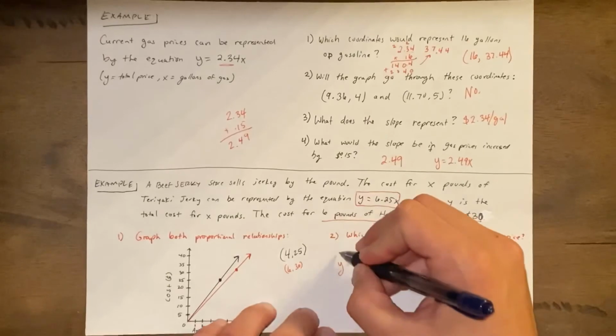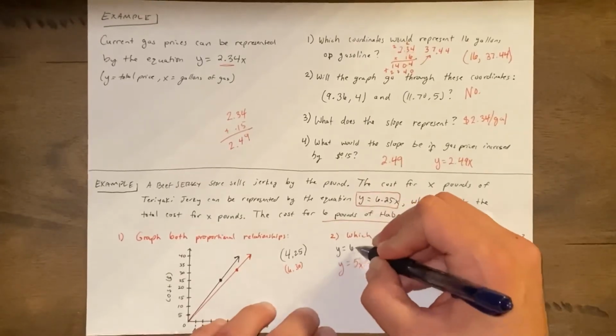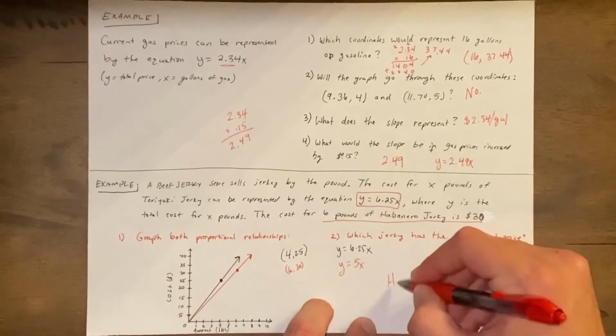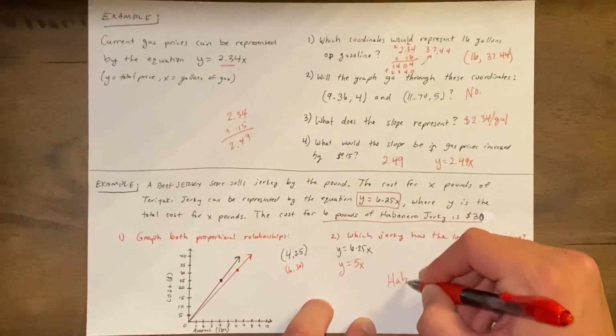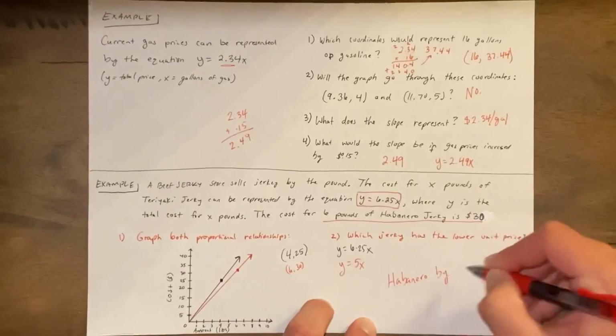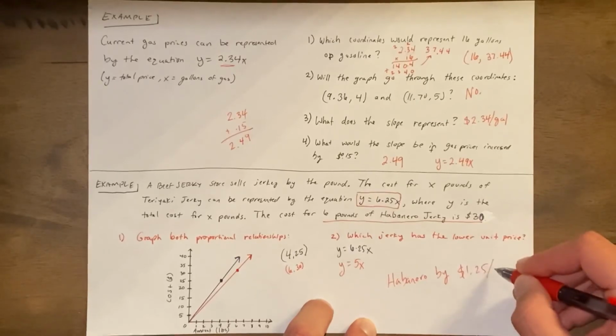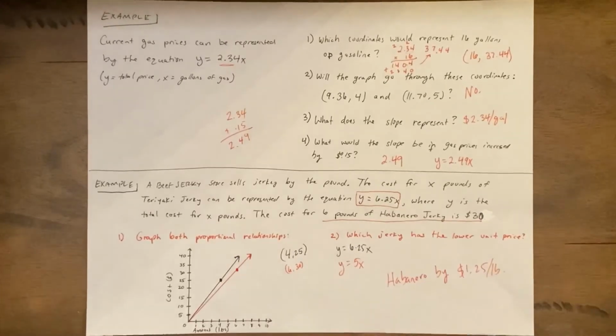So if I write my teriyaki equation, y equals 6.25x. Okay, now I can see which one's going to have the lower unit price. Lower unit price is going to be habanero. By how much? $1.25 per pound. Okay, and that's pretty much all we do with proportional graphs.